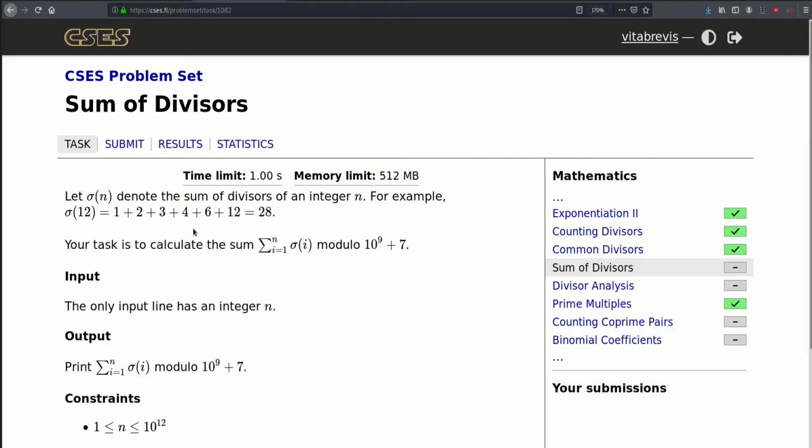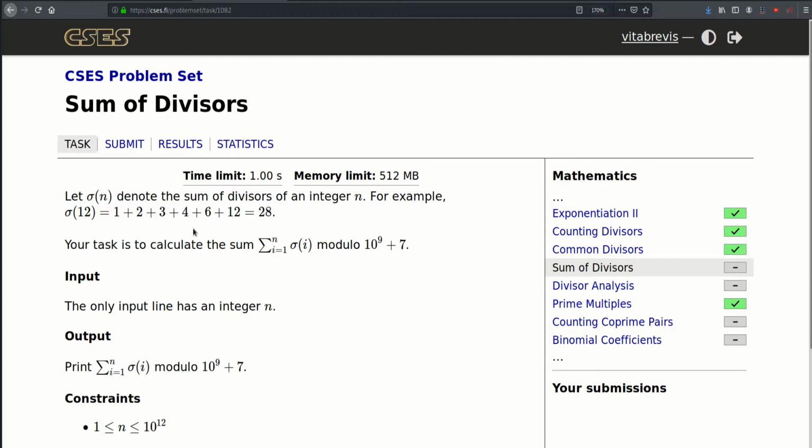Hello, today we'll be solving this problem called sum of divisors. Let sigma of n denote the sum of divisors of an integer n. For example, sigma of 12 would be equal to 1 plus 2 plus 3 plus 4 plus 6 plus 12, for a total of 28.